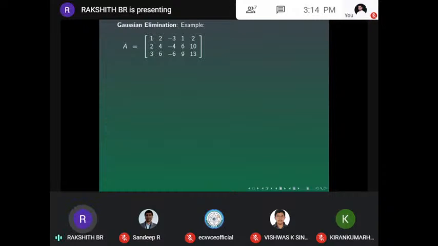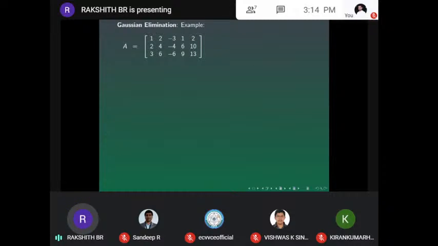For example, to illustrate Gaussian elimination, I consider a matrix here, and I am going to find its echelon form. Note that the echelon form is not unique. It depends upon how you approach it. So if I consider this matrix A, I need to find its echelon form, so I need to recall what Gaussian elimination is.